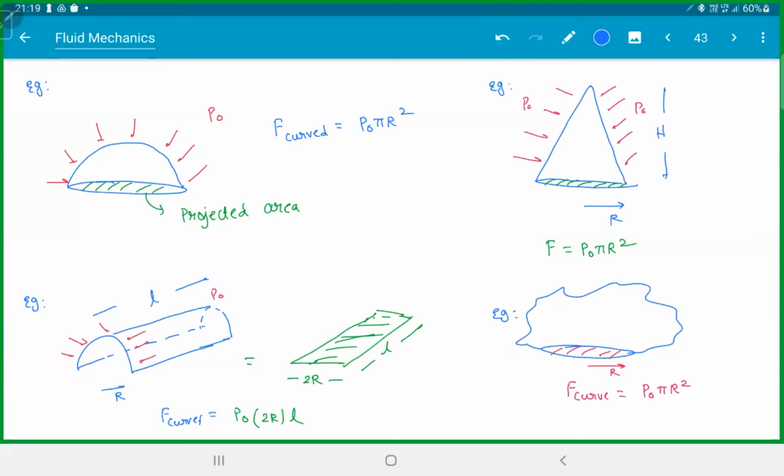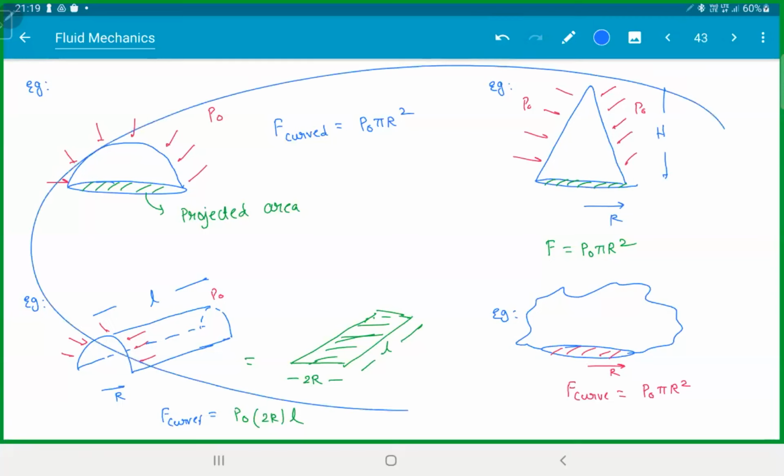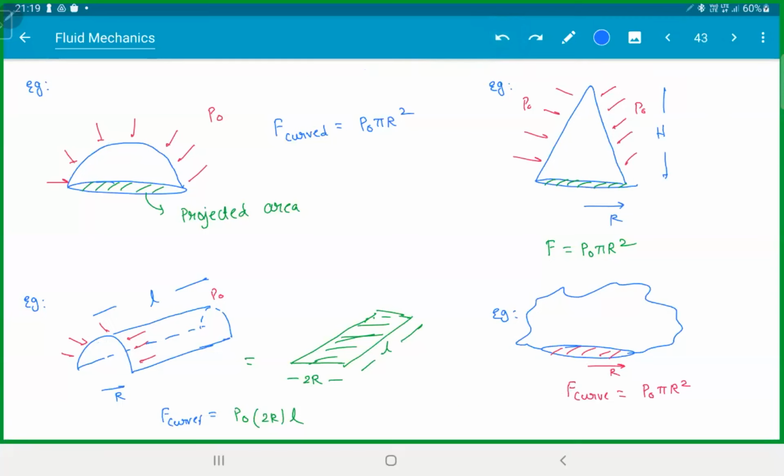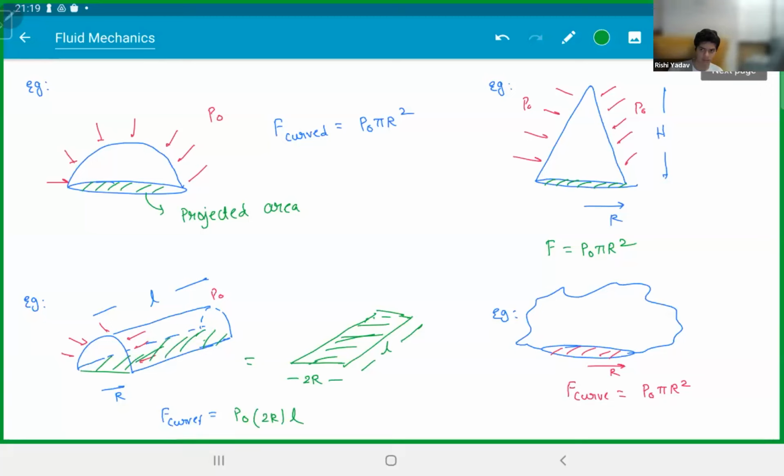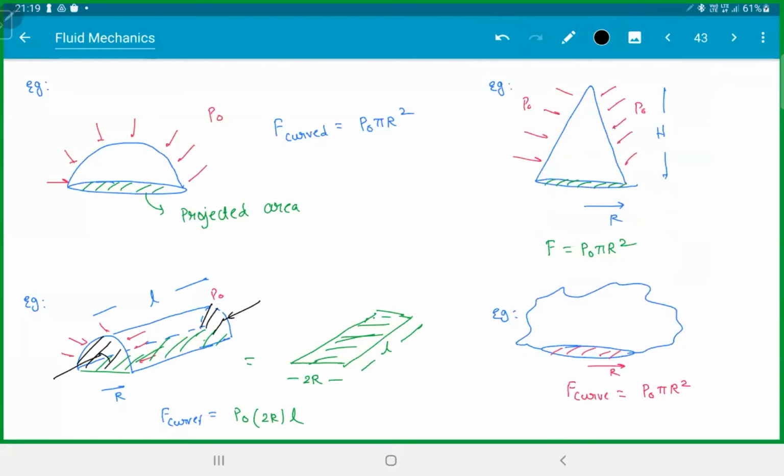Got it? All these examples are open surfaces. So the part which I shaded, in this case the projected area will be this. That will be the projected area. Got it? What about the half circles on the bottom and top? This half disk and this half disk on this side will cancel out horizontally. They won't matter.